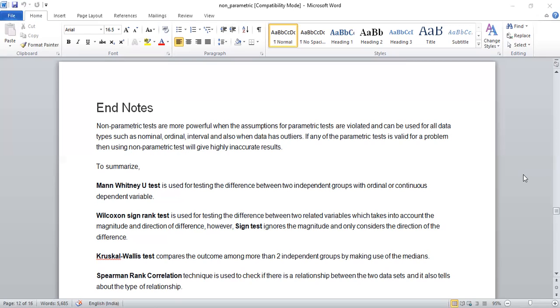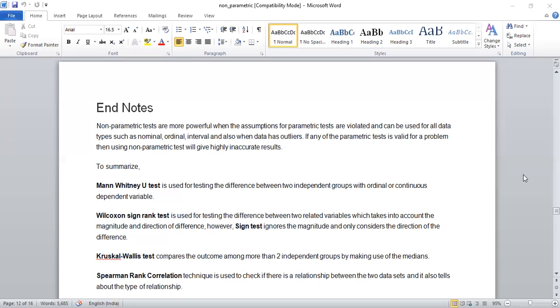Wilcoxon signed rank test is used for testing the difference between two related variables, which takes into account the magnitude and direction of difference. However, the sign test ignores the magnitude and only considers the direction of the difference. Kruskal-Wallis test compares the outcome among more than two independent groups. More than two independent groups.